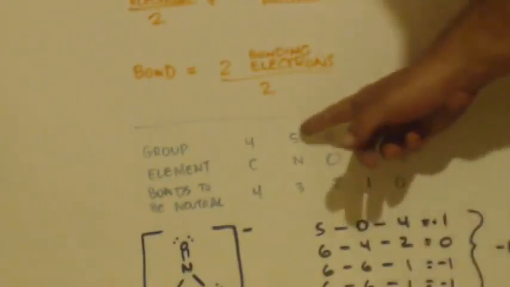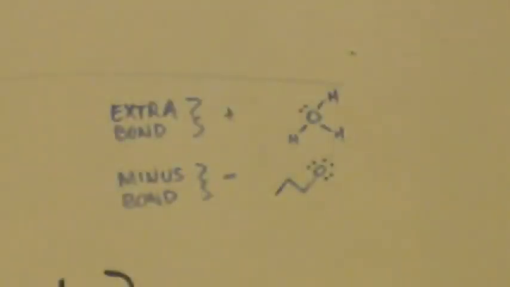If it's in group 5, I'd say it would want 3 bonds, to add up to 8, to fill its valency. That's why oxygen wants 2 bonds. It wants to fill its octet up to 8, and it only has 6.